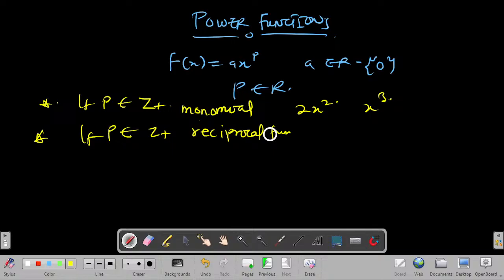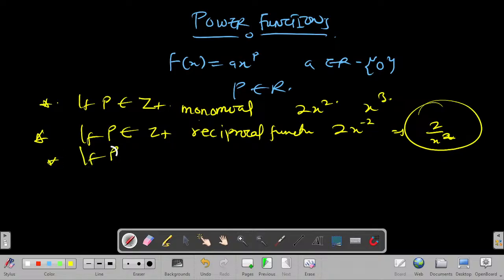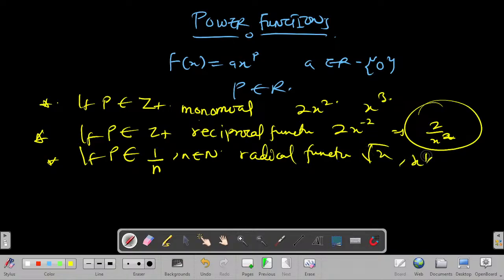Reciprocal function. Typically, we can have 2x to the power negative 2, and you know that this is equal to 2 over x squared. This is what we call a reciprocal function. Again, if p is a rational number, 1 over n, where n is a member of natural numbers, so if p is a fraction, it means that we are going to get what we call a radical function. Example is square root of x, which is x to the power 1 over 2.